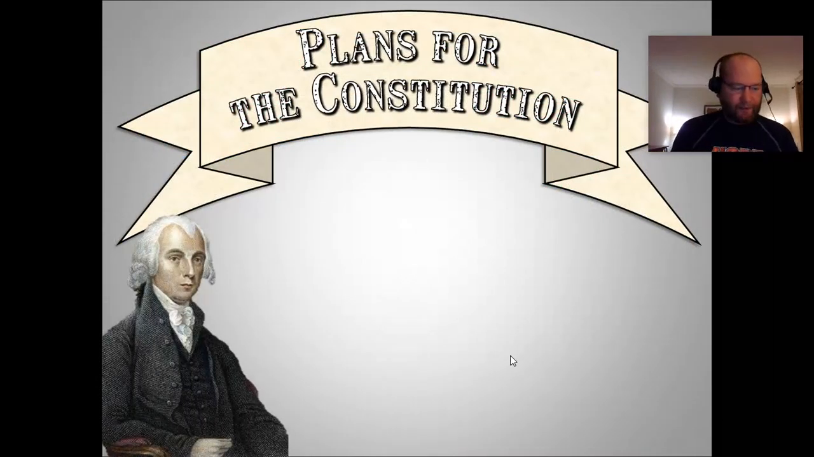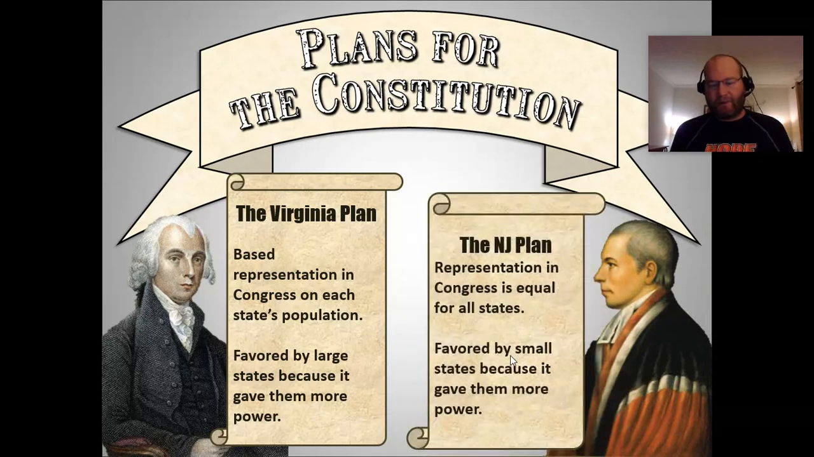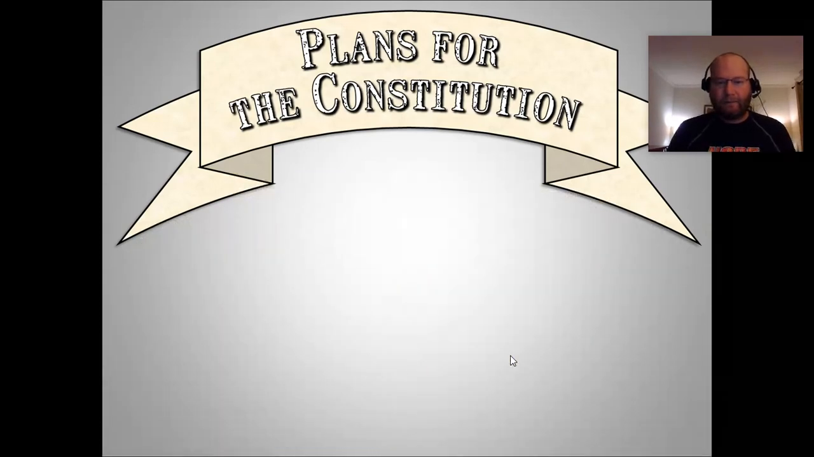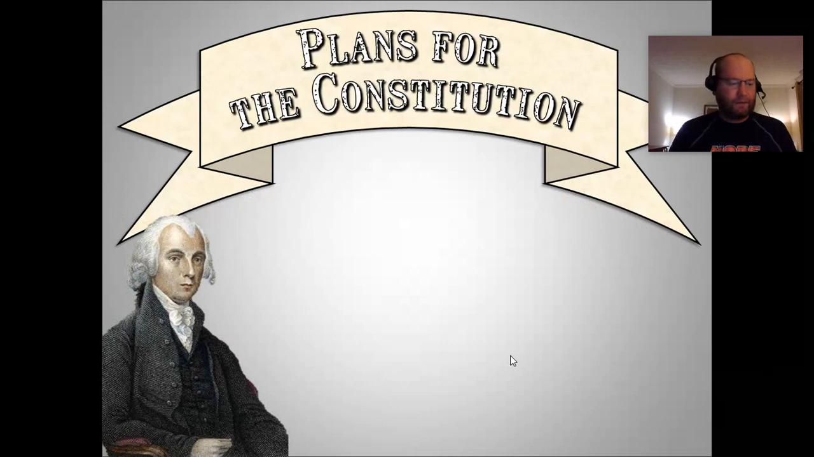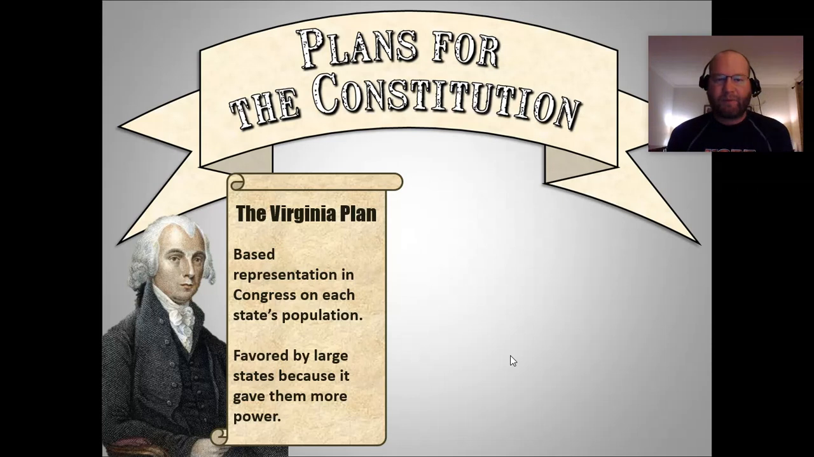So, what are some plans for the Constitution? They come up, first of all, with the Virginia plan. So these guys are there. They're debating every day. They're meeting every day about what you're going to put in this government. How's this government going to function? And right off the bat, some of the guys from some bigger states come up with the Virginia plan.